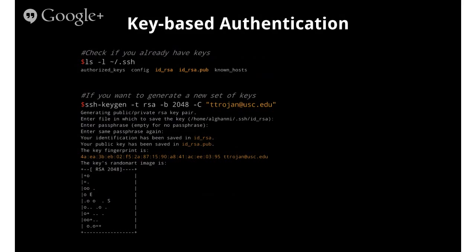Now, in order to create that tunnel, the standard way of doing it is using public key cryptography. You create a pair of keys, a public key and a private key. You send your public key to anyone who wants to talk to you. And then that person encrypts any data they want to send to you using your public key, which can only be decrypted using your private key.